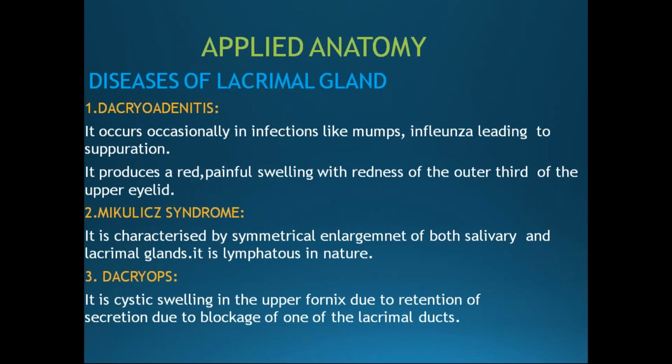Applied anatomy. Dacryoadenitis occurs occasionally in infections like mumps and influenza, leading to suppuration. It produces a red, painful swelling in the outer one-third of the upper eyelid.